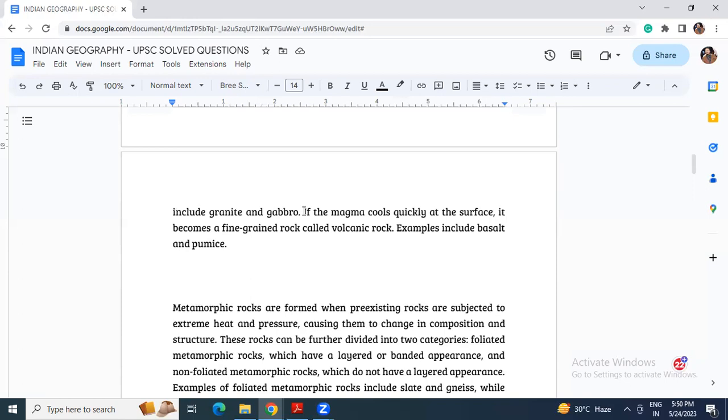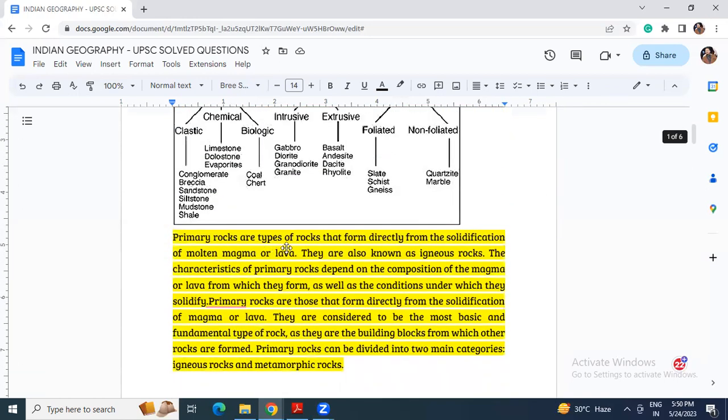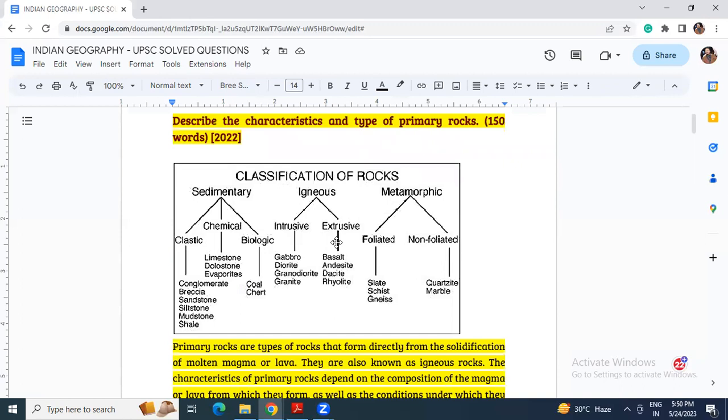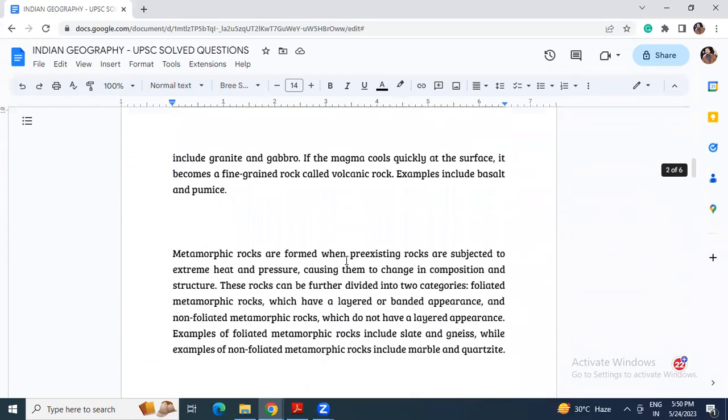Like you have basalt rock. Okay, so here also we have given the example of extrusive, this basalt. So we got it, the two types of this igneous.